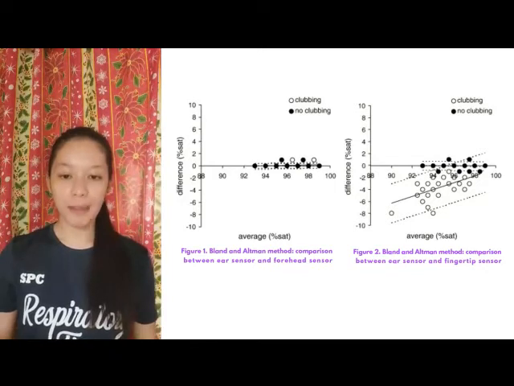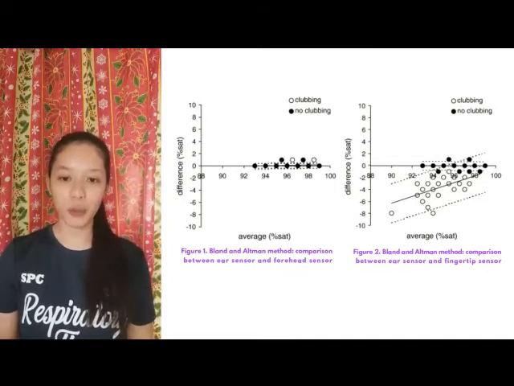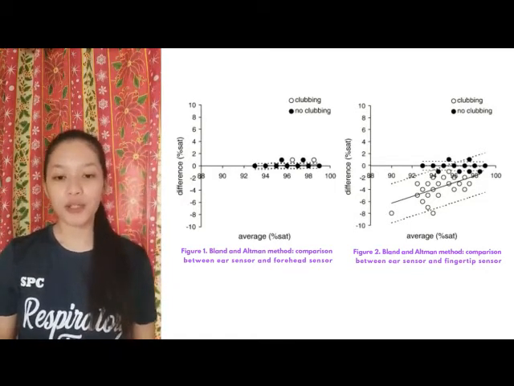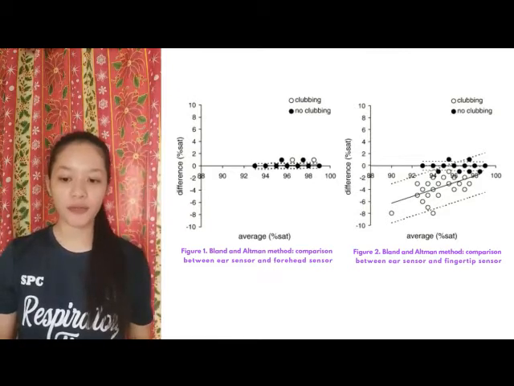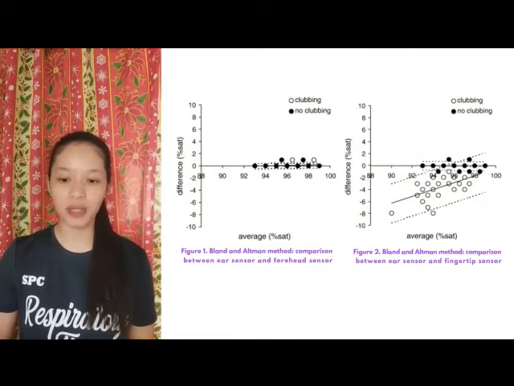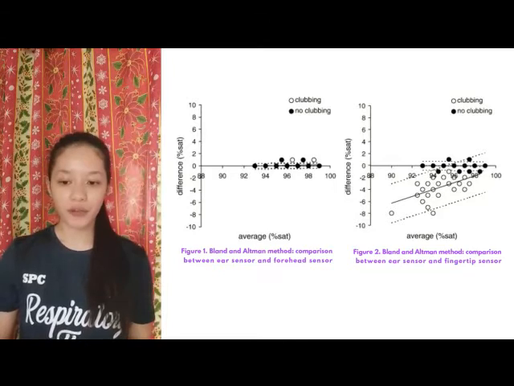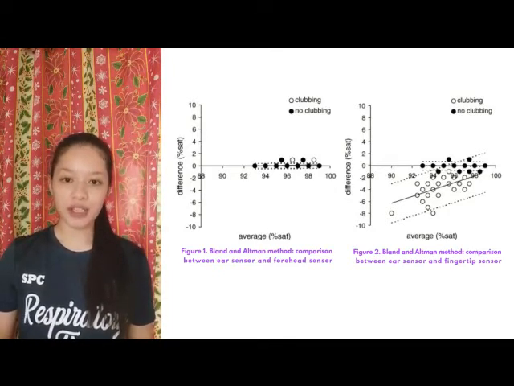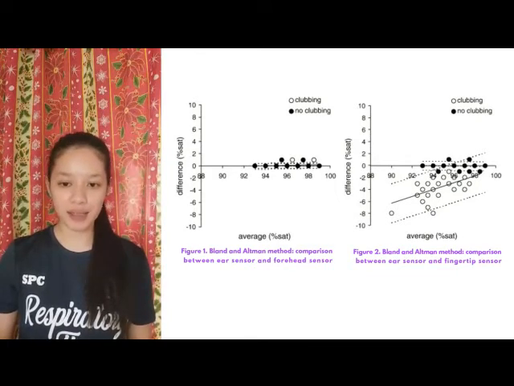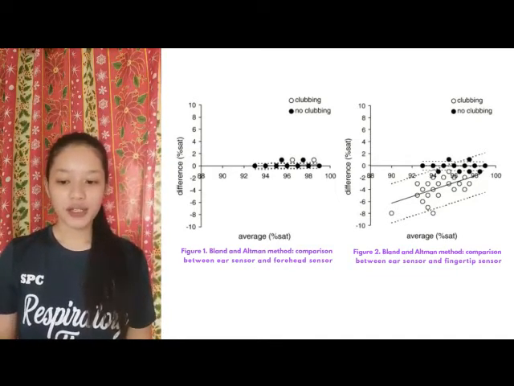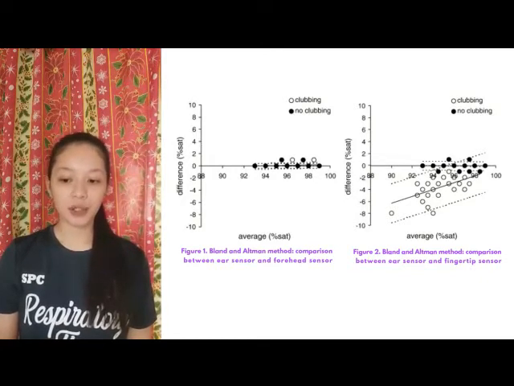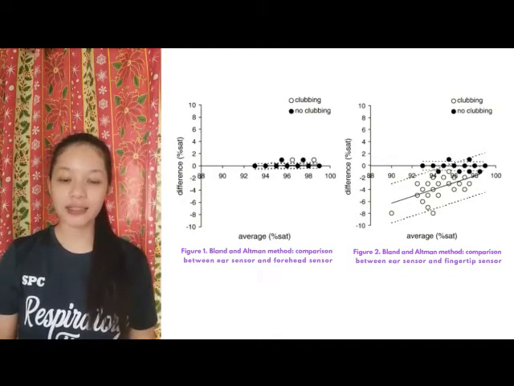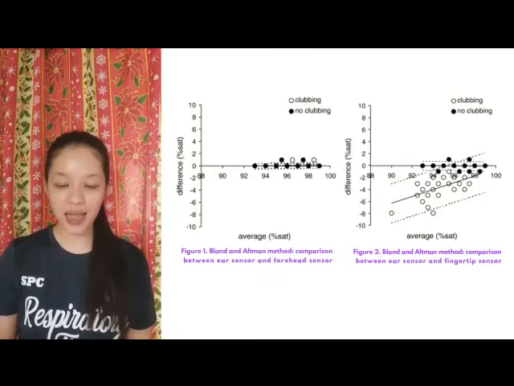Using the Bland and Altman method in Figure 1 and Figure 2, no clear difference was found between the SpO2 measurement of the right ear versus the forehead sensor in Figure 1. The trend line cannot be distinguished from the x-axis. The two figures have the same scale. Figure 2 shows the non-clubbing group, a trend line which again cannot be distinguished from the x-axis.